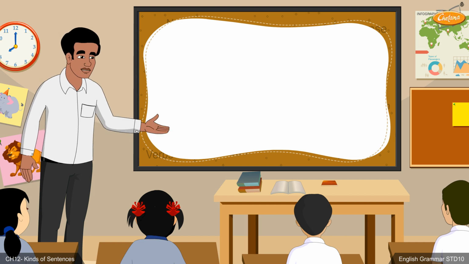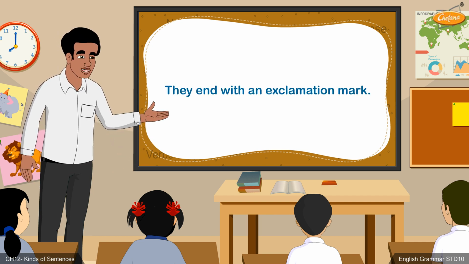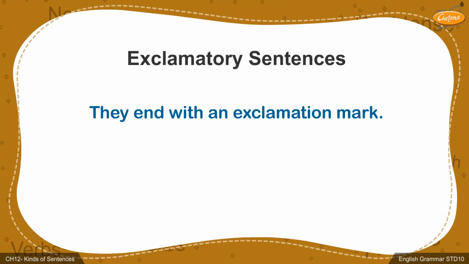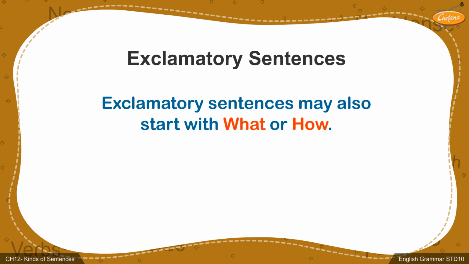Now, we come to the last type of sentence, which is the kind that always ends with an exclamation mark. These sentences are called exclamatory sentences, and they are used to express sudden joy, sorrow, or surprise. "Alas, he is dead!" is an example of an exclamatory sentence. It expresses grief. Exclamatory sentences could also start with the words "what" or "how."